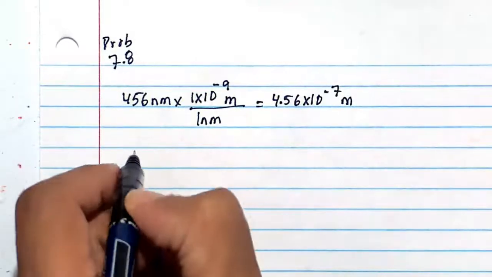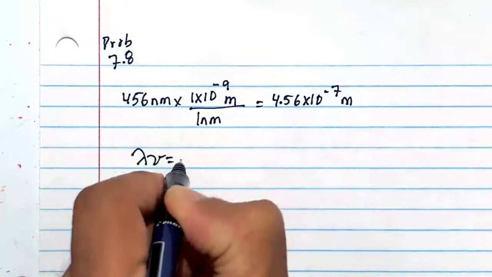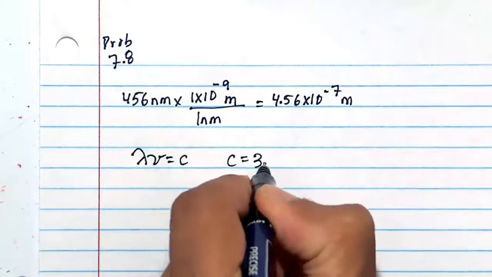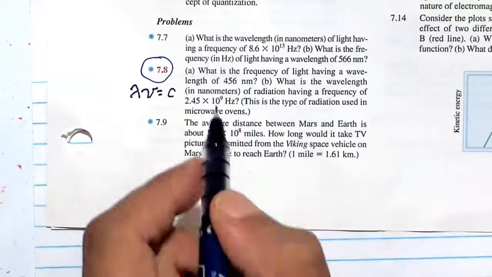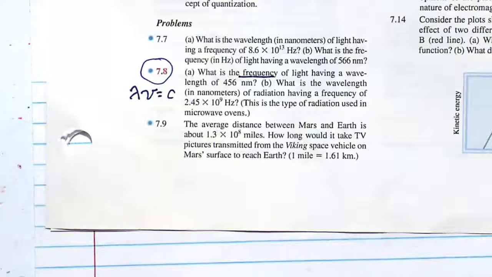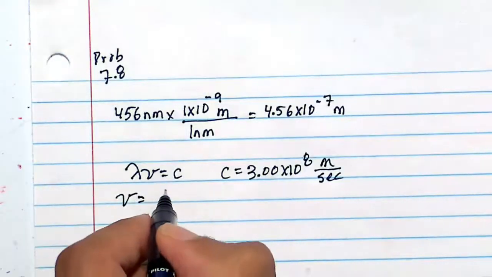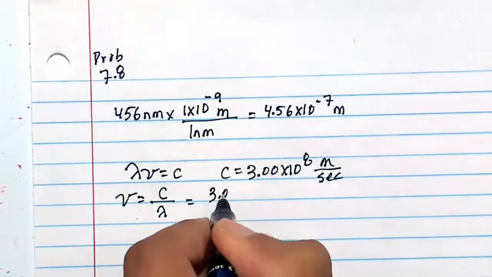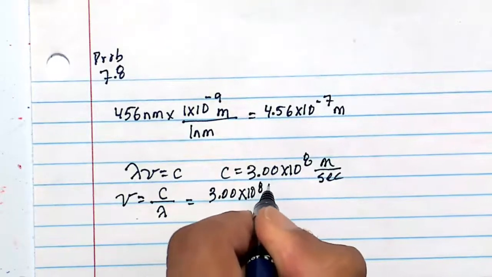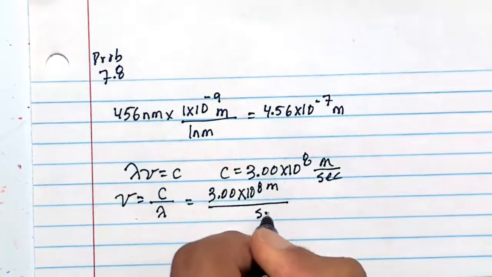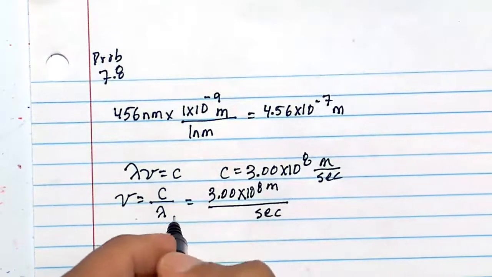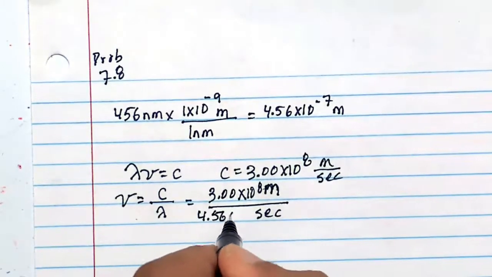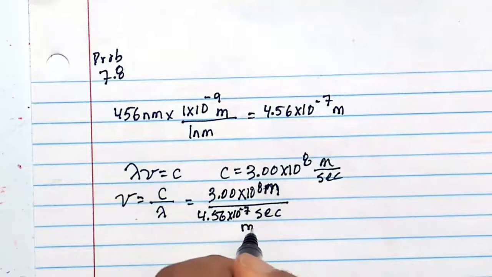Know that lambda times the frequency is equal to the speed of light, and the speed of light is 3 times 10 to the 8 meters per second. We need to solve for the frequency in part A. So frequency is equal to the speed of light, c, divided by lambda, the wavelength. That's going to be 3 times 10 to the 8 meters per second, divided by lambda, which we already determined to be 4.56 times 10 to the minus 7 meters.